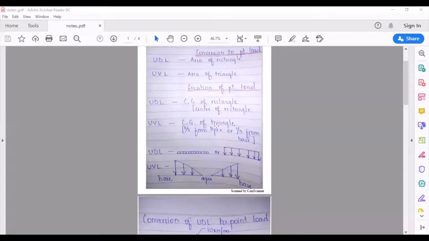CG of the triangle is either 2/3 from the apex, meaning if you measure it from the apex, it will be 2/3 of the total length. If you measure it from the base, it will be 1/3 of the total length. I repeat, the CG of a triangle lies at a distance of 2/3 of the total length when measured from the apex, or at 1/3 of the total length when measured from the base. You will understand this once I show you a simple example wherein we learn to convert the UDL or UVL to the point load.